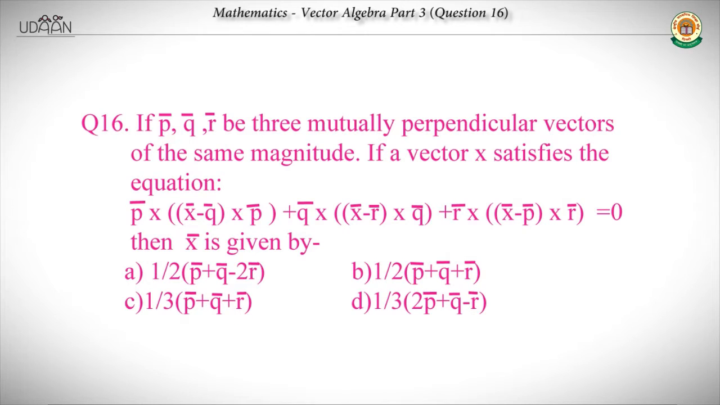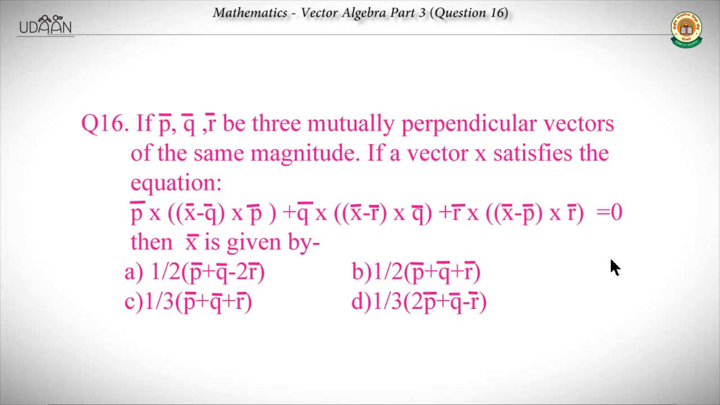So surprise, there is question 16 in vector algebra, and it goes like this. If P, Q and R are three mutually perpendicular vectors of the same magnitude, and if a vector x satisfies the equation P cross (x minus Q) plus Q cross (x minus R) plus R cross (x minus P) is equal to 0, then x is given by. So yeah, a huge equation, 3 terms, and inside composite terms consisting of 4 vectors. So how do we start?